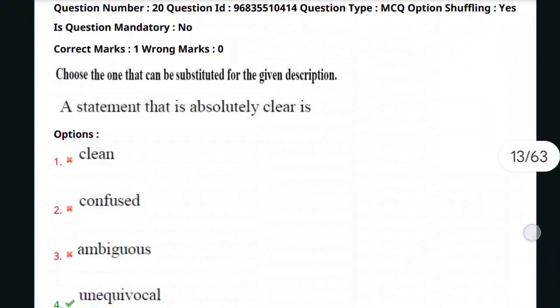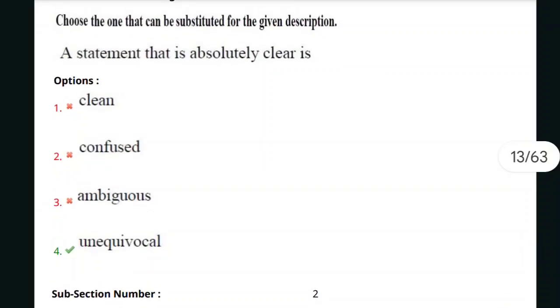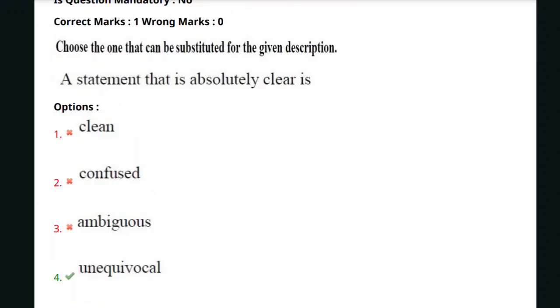Let's move to the next question, 20th question. Again the question is on one word substitutes. So here you need to find one answer which can be substituted under this description. A statement that is absolutely clear is unequivocal. So the correct answer here is unequivocal, a statement that is absolutely clear. Confused and ambiguous have similar meanings which give the meaning unclear. So the correct answer here is unequivocal. A statement that is absolutely clear is called an unequivocal statement. So the correct answer is the fourth option, unequivocal. Let's move to the next question.